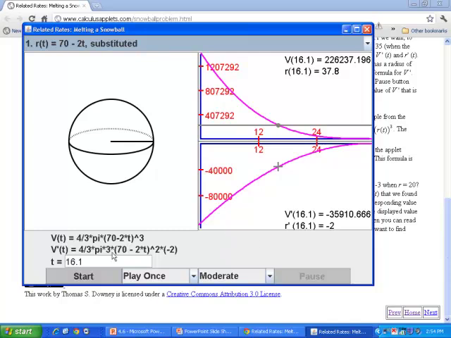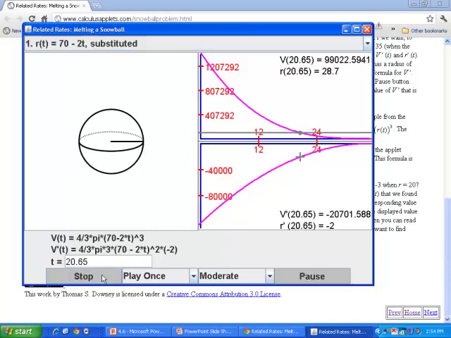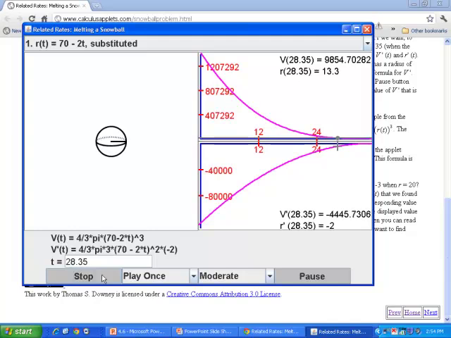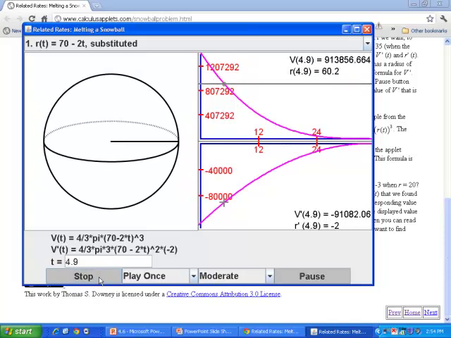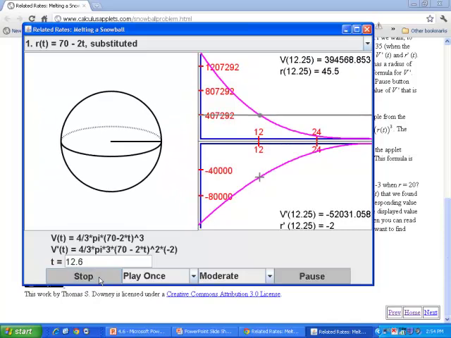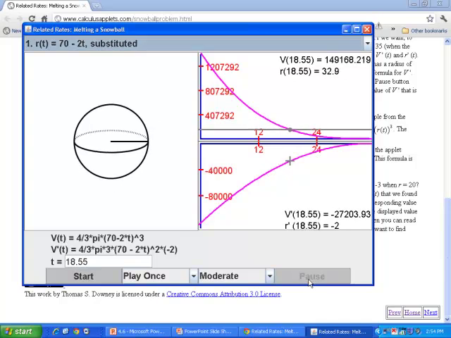So I'm just going to keep playing this, and we should see over time. Let's play this one more time. Right now we're at time 0, so V of 0 is 1,436,000. That's our starting volume. Our starting radius is 70. As I play this, let's pause it one more time.